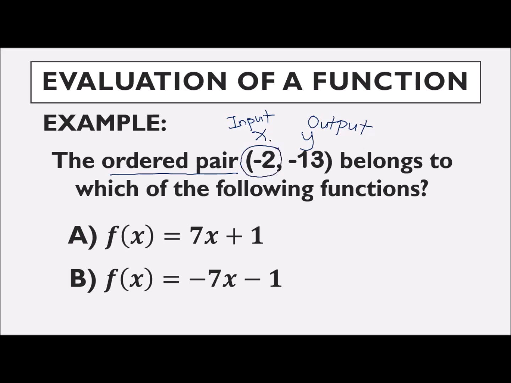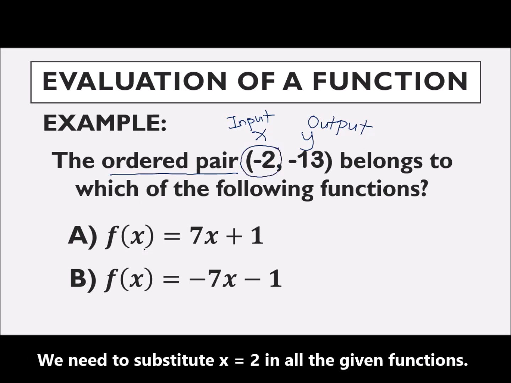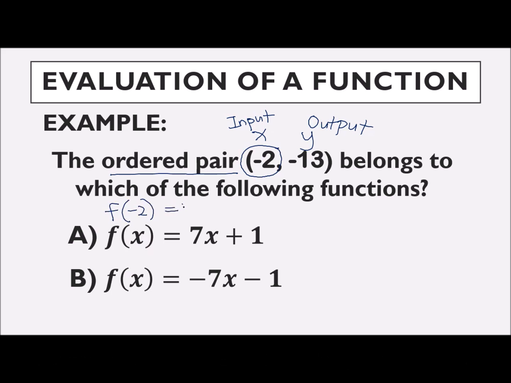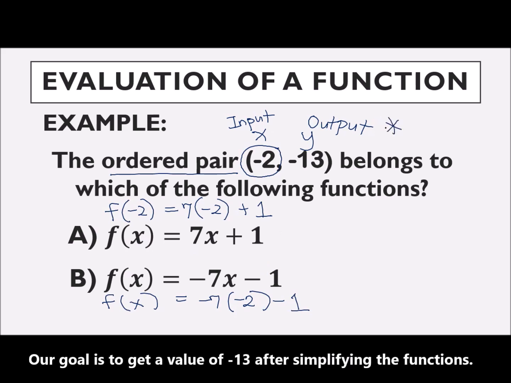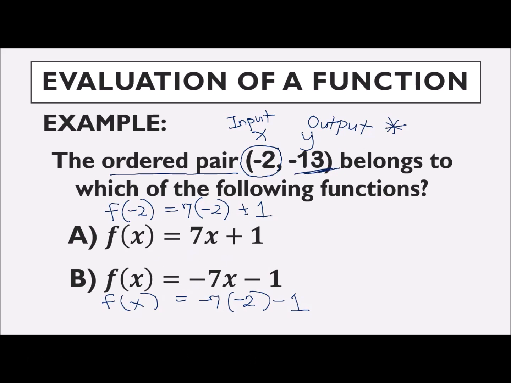Si -2 na value ng x, isa-substitute natin among all these functions. So, try natin. F of -2 is equal to 7 times negative 2 plus 1. Ganun din sa isa. F of x is equal to negative 7 times negative 2 minus 1. Now, what is our goal? Our goal here is to get negative 13. Alin sa dalawang functions ay makapagbibigay sa atin ng sagot na negative 13. So, let us try.